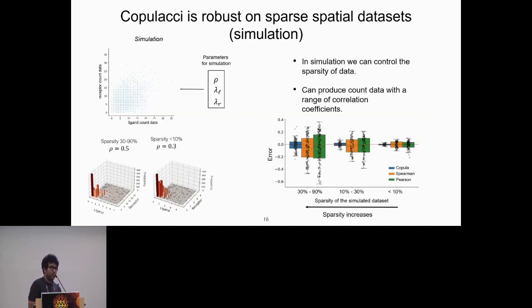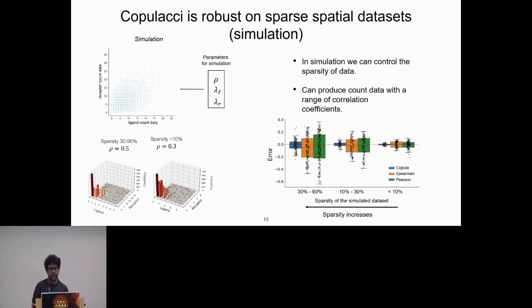There is one problem with spatial data sets. We don't have really good ground truth. So, of course, being a computational person, I first tried it on simulation, and we have tried many different distributions. And the good thing about copula is that since you can really play with the marginal, you can make the data as sparse as you want, and you can see how copula correlation coefficients are less sensitive to sparsity.